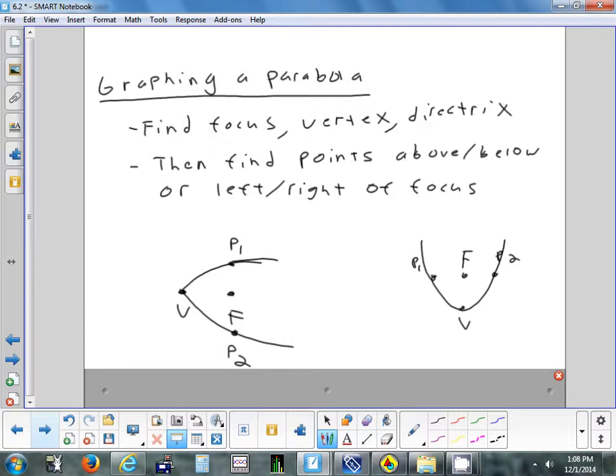If the parabola is opening left and right, what I would probably do is try to find a point above and below the focus. If the parabola is opening up or down, then I'd probably try to find points left and right of it. Okay, it just depends which way it's turned. But in general, once you have 3 points, 1, 2, 3, that's enough to reasonably sketch your parabola. Okay, so you need about 3.